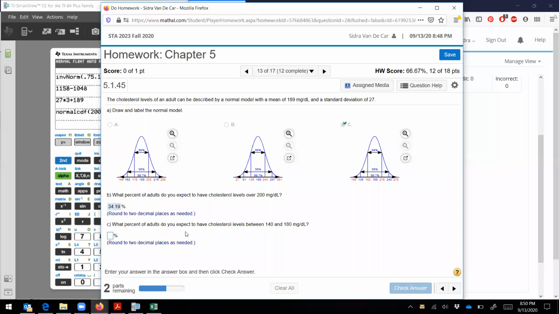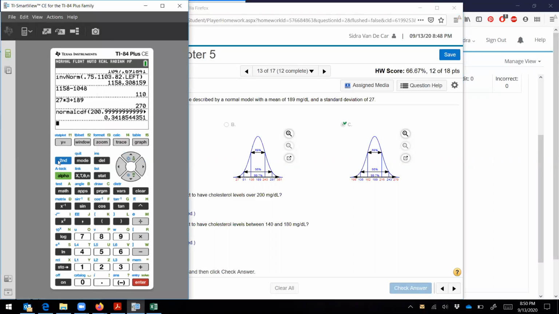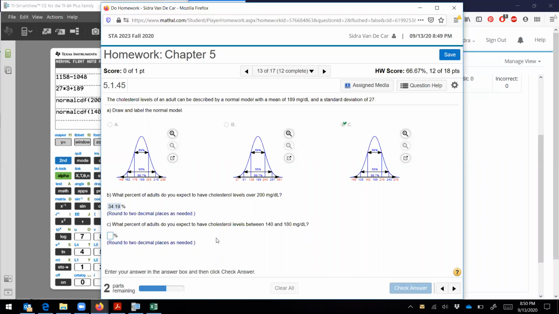What percent of adults do you expect to have cholesterols between 140 and 180? So we're going to go second distribution, normal CDF, 140 to 180. Same mean, same standard deviation. We get 33.47%.